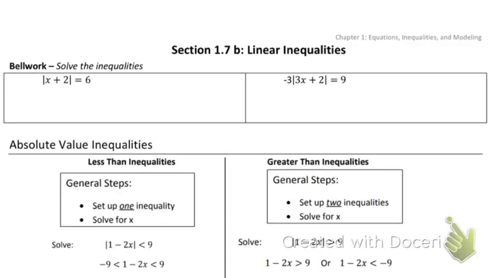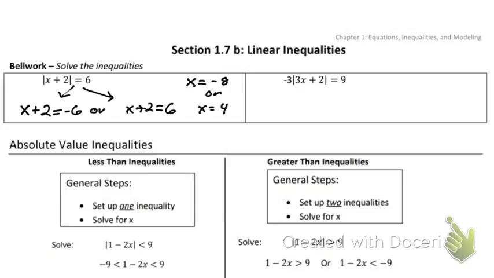Either x plus 2 has to equal 6, because the absolute value of 6 equals 6, or it can equal negative 6, because the absolute value of negative 6 is also 6. So we split this into two separate equations where we get rid of the absolute value bars: either x plus 2 equals negative 6, or x plus 2 equals 6. In which case, if I subtract 2 on both sides, either x equals negative 8, or x is going to equal 4. Those are our two possibilities.